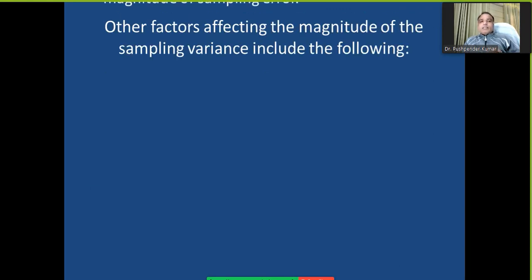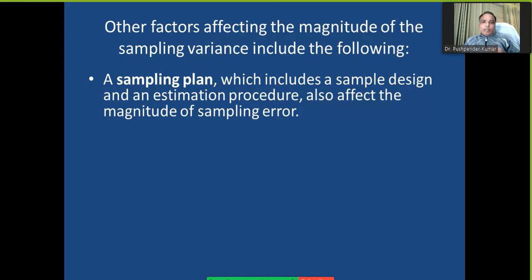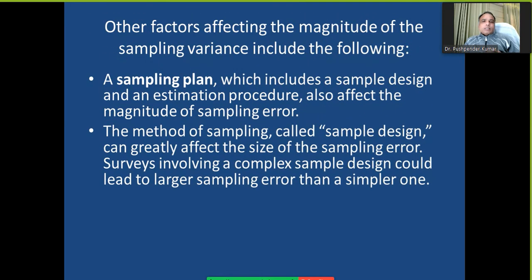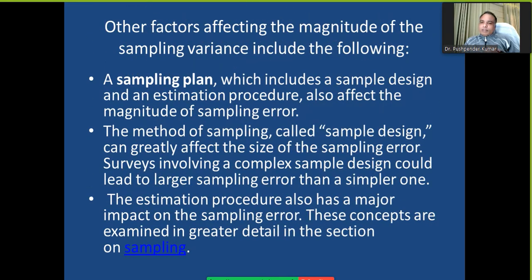Other factors, continuing with that: a sampling plan, which includes the sample design and estimation procedure, also affects the magnitude of sampling error. So which sampling plan have you used? Random, systematic, strata or cluster? The method of sampling, called the sample design, can greatly affect the size of the sampling error. A survey involving a complex sample design could lead to larger sampling error than a simpler one. The estimation procedure also has a major impact on sampling error. These concepts are examined in greater detail in sampling.